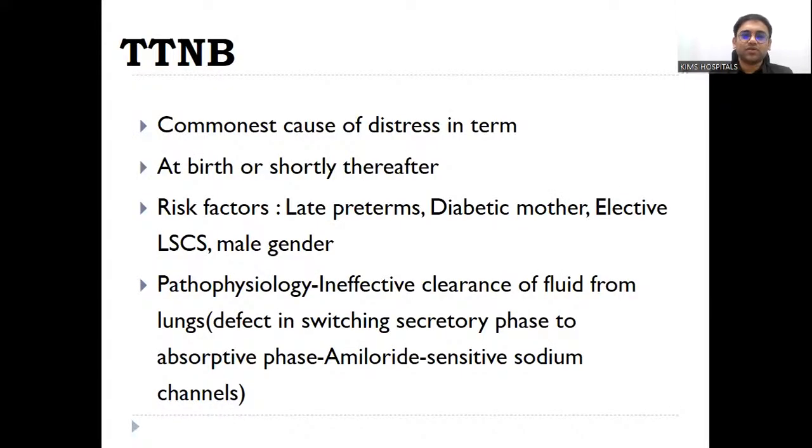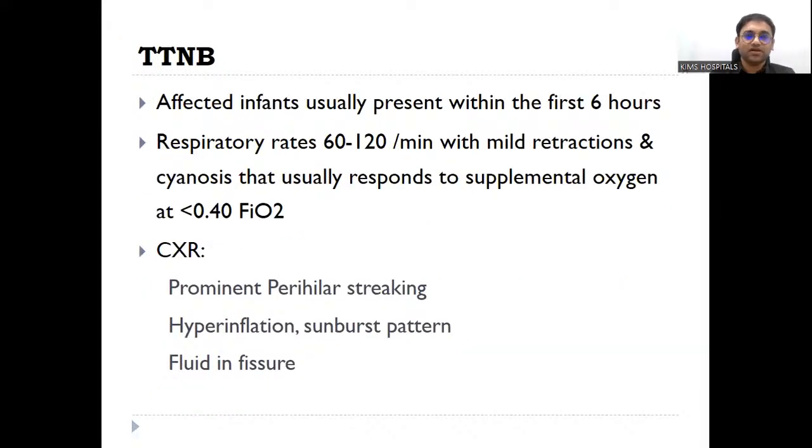TTN is the most common respiratory distress in term babies, usually present at birth or shortly after. Risk factors include late preterm, lack of initiation of labor, diabetic mother, elective LSCS, and male gender. It is because of ineffective clearance of fluid from the lungs, because of failure of switching of the sodium channels from the secretory to the absorptive phase. The baby usually presents in the first 6 hours with tachypnea, mild retractions, and cyanosis, and usually responds well to oxygen with less than 40%.